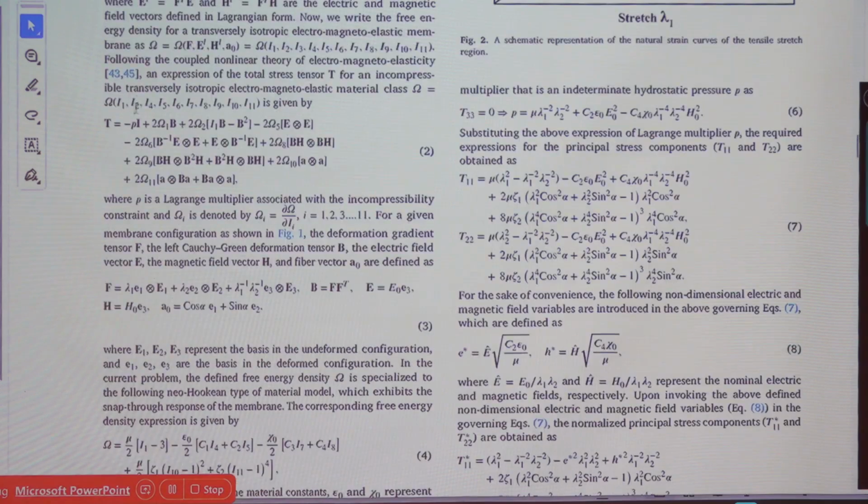So this is the expression for the electromagnetoelastic membrane. If there is no electric or magnetic field, this term will vanish. B, this one, H1. If there is no fiber, this term will vanish. If there is no electric field, this term will vanish. Terms keep getting added because of the incorporation of different actuation.